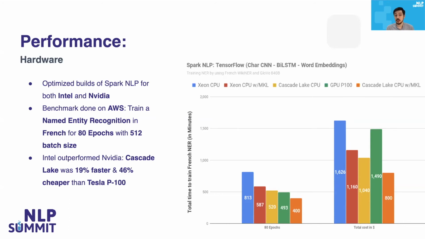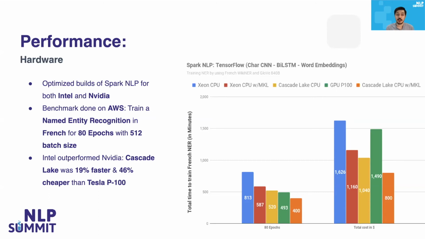However, by using only the newest Intel processors, Cascade Lake on AWS, the performance is close to GPU. And if we compile our own custom TensorFlow optimized for Intel processors, or so-called MKL, the final result in training, for instance, in this benchmark, French NER, was 19% faster than GPU, which is already 45% faster than a generic Intel Xeon CPU, and up to 46% cheaper overall when you're training, in this very case, just French NER on AWS.